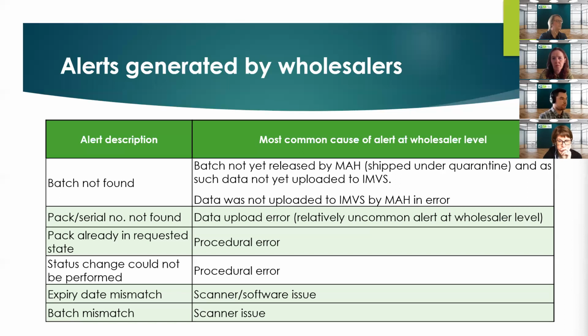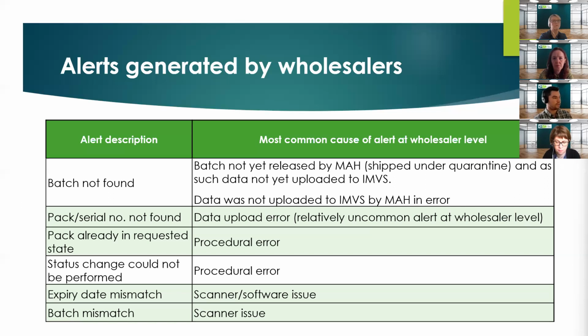The next type of alert here is a pack with serial number not found. We might refer to these as A3s, but you'll see them as pack with serial number not found. Again, the most likely cause of this one is a data upload error, and perhaps sporadically a few software issues. But these ones are a lot less common than the A2s. Usually when the data is not uploaded, it won't be uploaded for the entire batch, and you'll get the batch not found ones rather than the serial number not found, because they're not going to upload some of the serial numbers without others in the vast majority of cases.